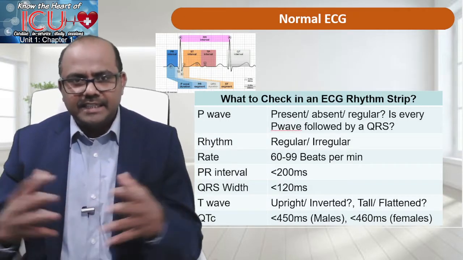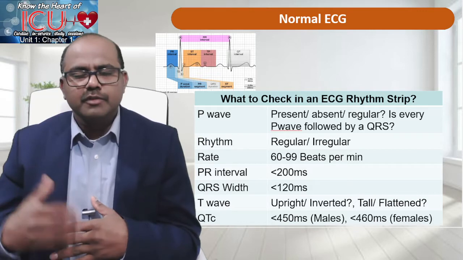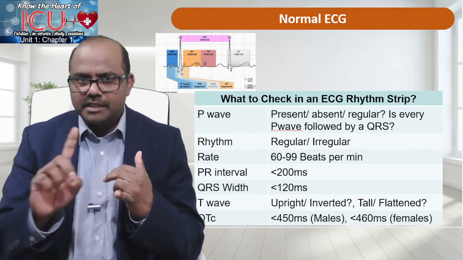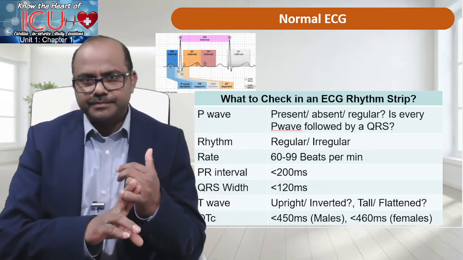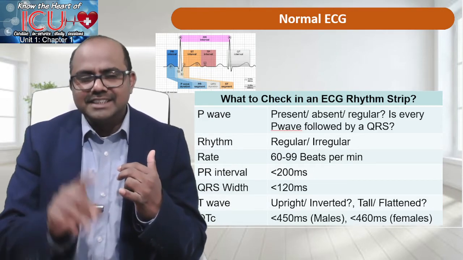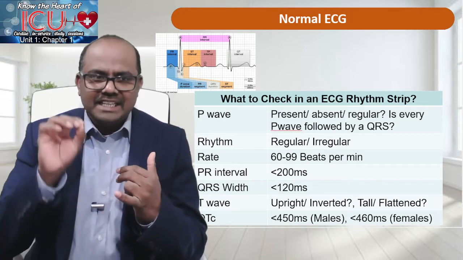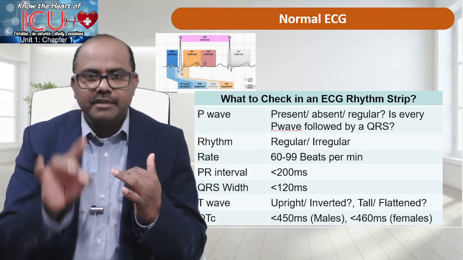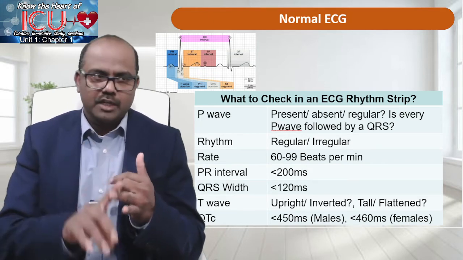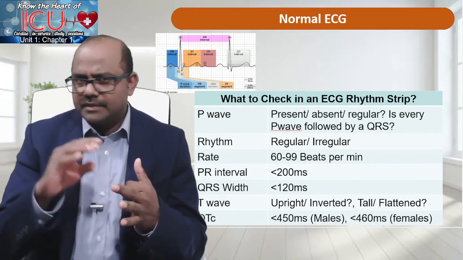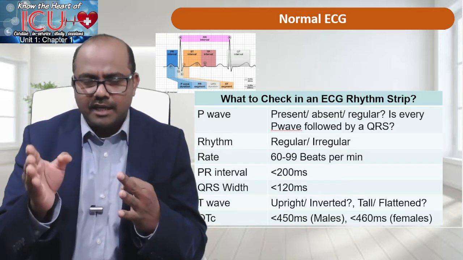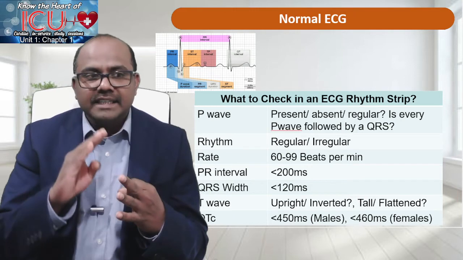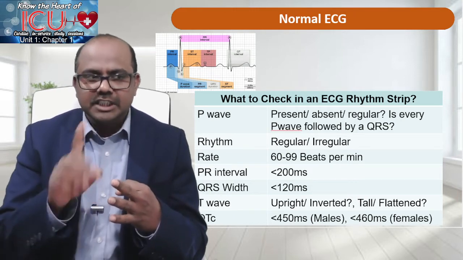So when you have an ECG strip, what do you have to check? How will you make sure it's a normal ECG? You have to check for the P wave. Is it present? In a normal ECG, it should be present. Is it regular? In a normal ECG, it should be regular. And is every P wave followed by a QRS complex? In a normal ECG, every P wave should be followed by a QRS complex. And the ventricular rhythm, the rhythm of the QRS complex, is it regular? In a normal ECG, it should be regular.